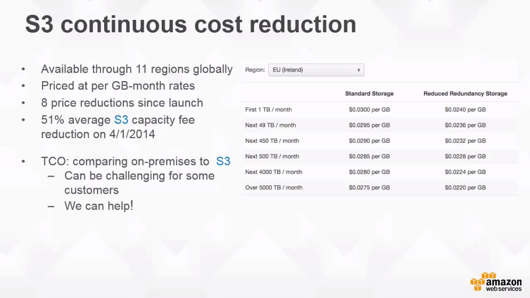We understand that it's difficult to do an apples-to-apples comparison of S3 with traditional storage. So we have a TCO team who are available to help. If you'd like access to that team, please reach out via your account manager.